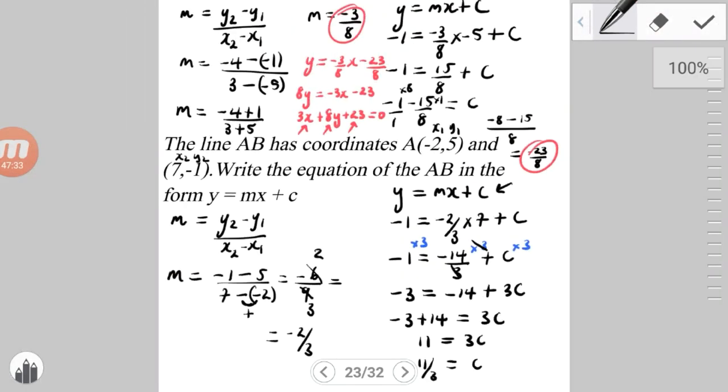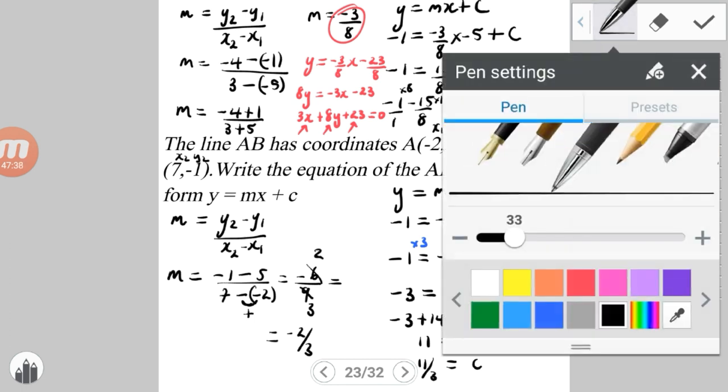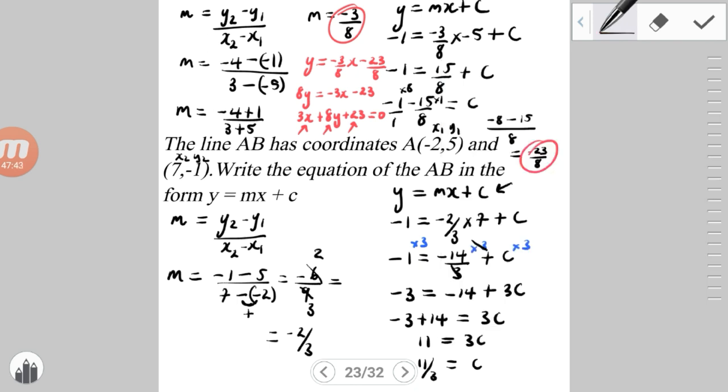So that's another way of doing it. You can also try the LCM method to see if you still get 11 over 3. And if that works out, then you can choose whichever method you see fit. So therefore we can say that our equation here is y equals, M was worked out to be minus 2/3, x, and C is 11 over 3, plus 11 over 3. They did ask us for it in the form y equals mx plus c. So therefore this concludes our final answer here.